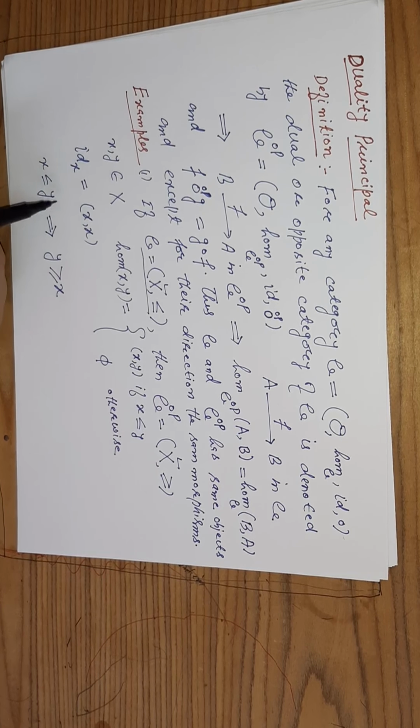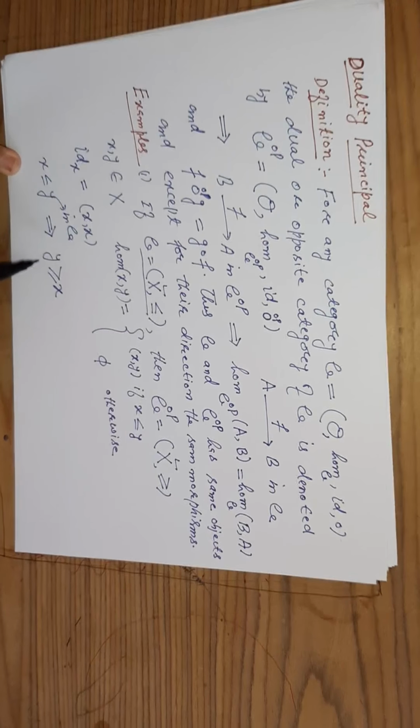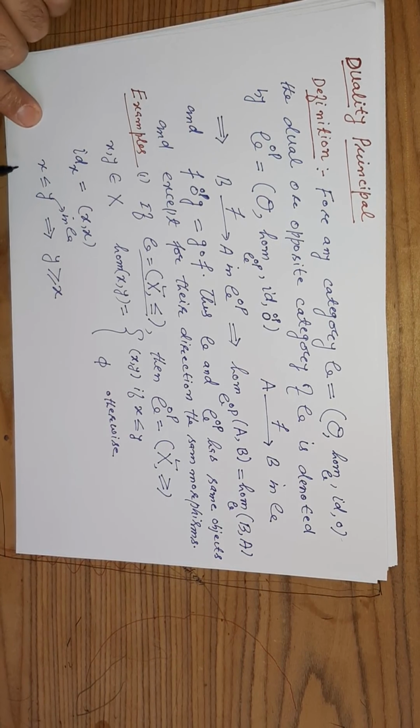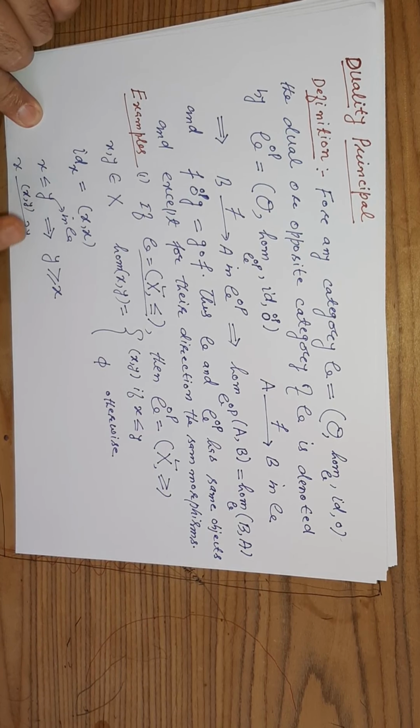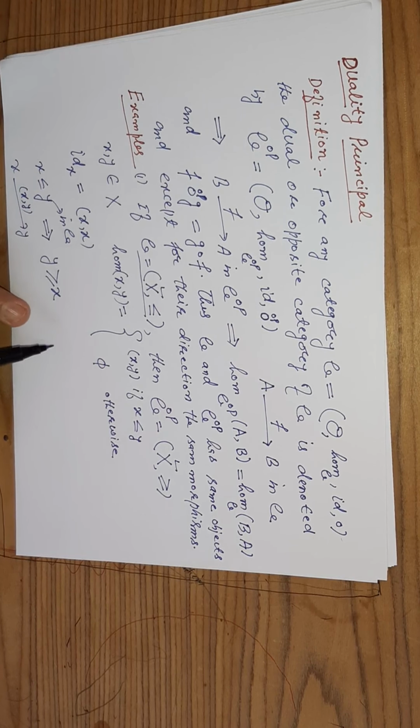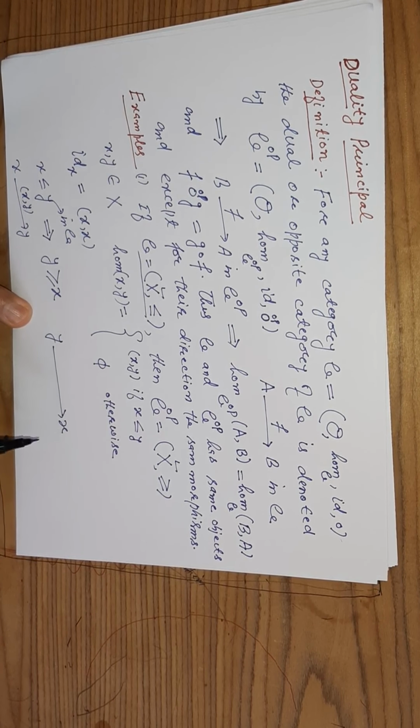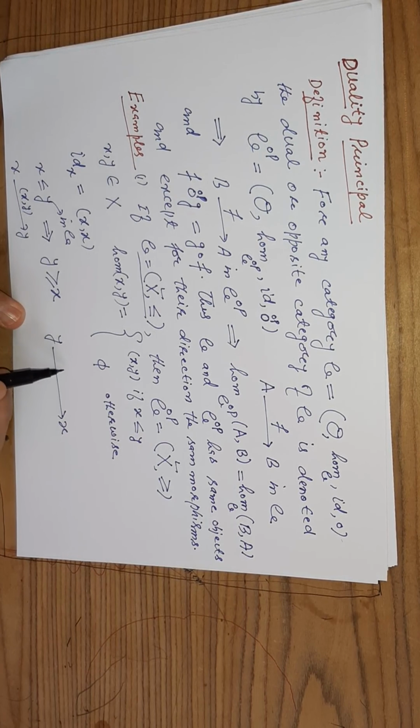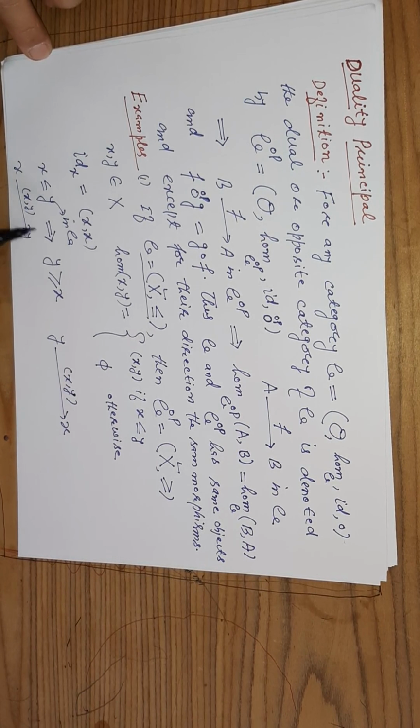So X less than or equal to Y in C implies that there is an arrow from X to Y, that we call X comma Y. Now X less than or equal to Y implies Y greater than or equal to X. So therefore in C opposite we have an arrow from Y to X. Let us also call it X comma Y. So an arrow from X to Y in C implies an arrow from Y to X in C opposite.